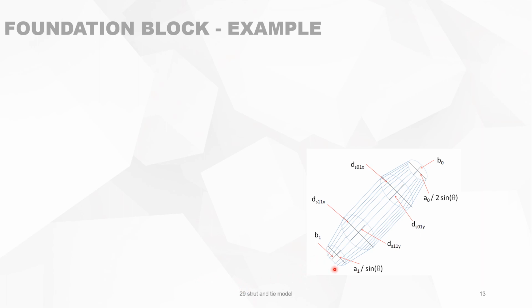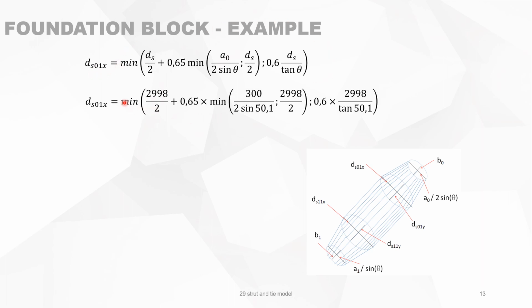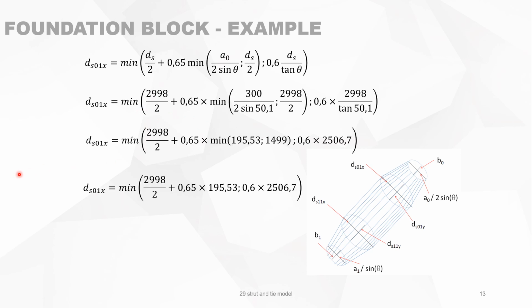Remember, we have a strut fanning out and then fanning in again. So we have to calculate the DS01x and the DS11x, and then the same in the y direction. For DS01x, we've seen that we can use this formula, and we can work it out gradually, and you will see that we end up with 1504 millimeters. So the DS01x, this diameter, is 1504 millimeters.